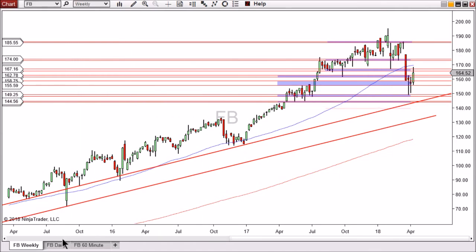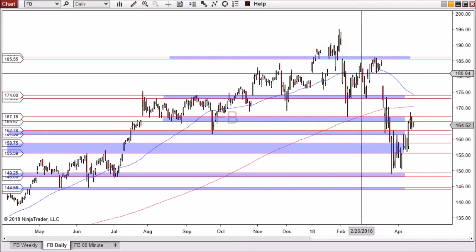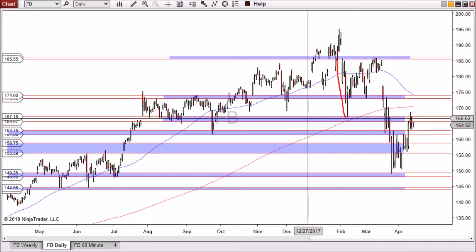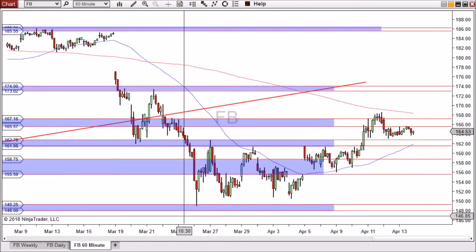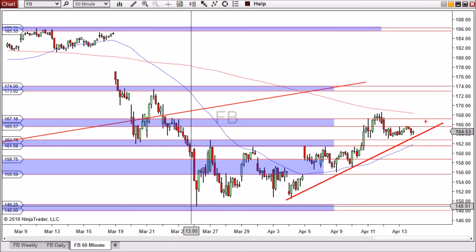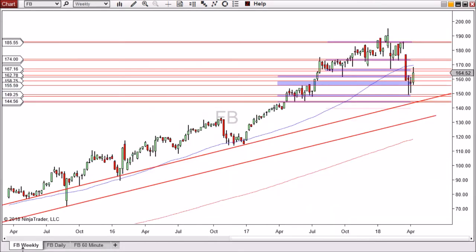Okay, and if we take a look at the daily, the key level here is this zone here. If we could take out here, then that will be a different story. So right now, just watching the 60 again, watch it break, or it will come up and take out these highs. Okay, so that's Facebook.